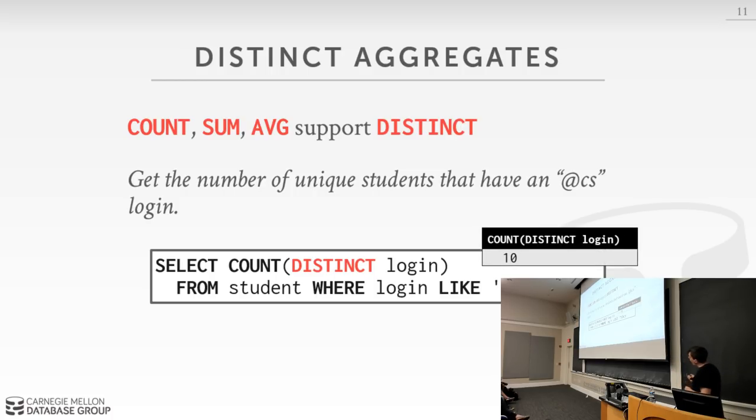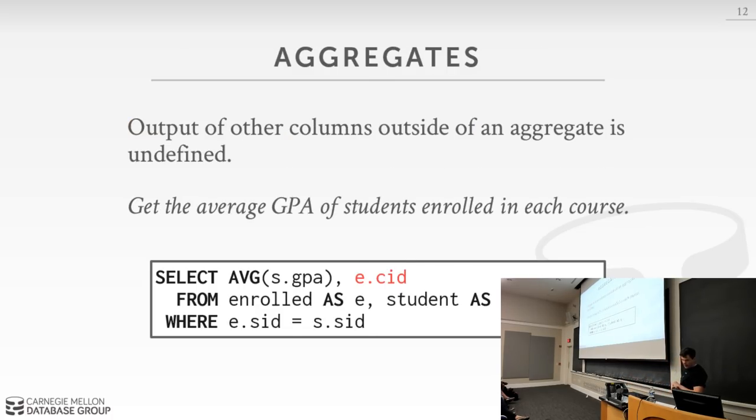So the one thing that you want to try to start doing now that I'm doing aggregations is to get additional information about my data outside of just what I'm computing in my aggregate. So say that I want to get the average GPA of the students that enrolled in the course, and I want to know what that course ID was. So in this case, I've now added the course ID into my output list outside of my aggregation. Does anyone take a guess what would happen here? Would this work or not?